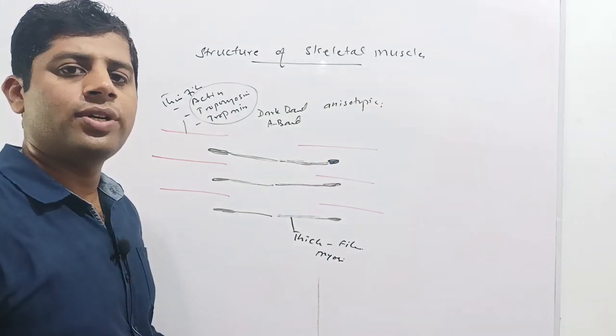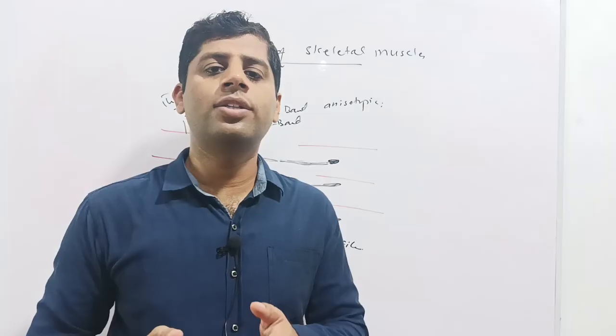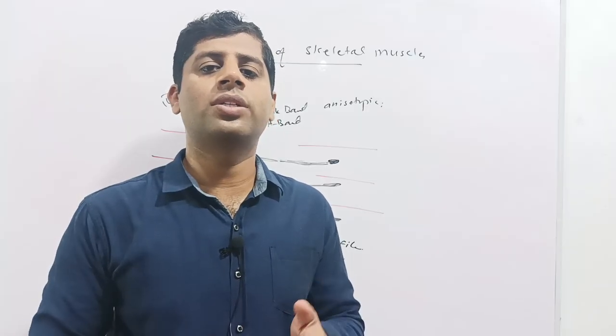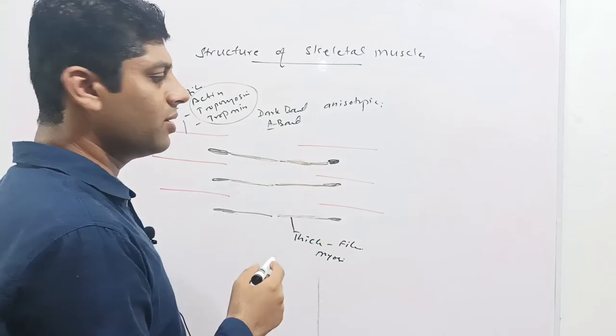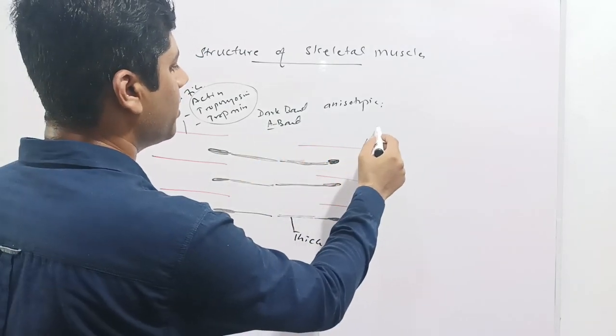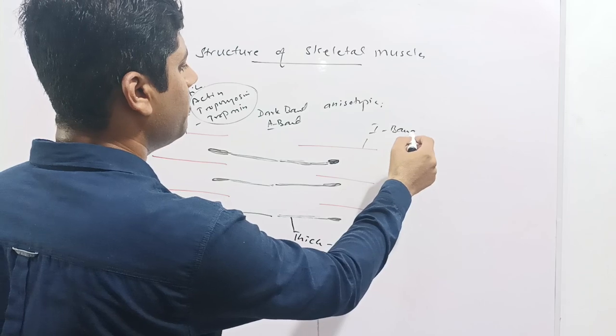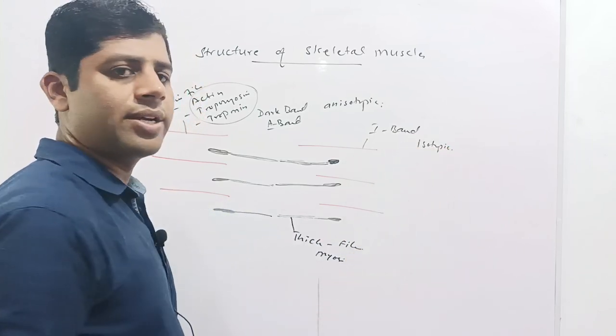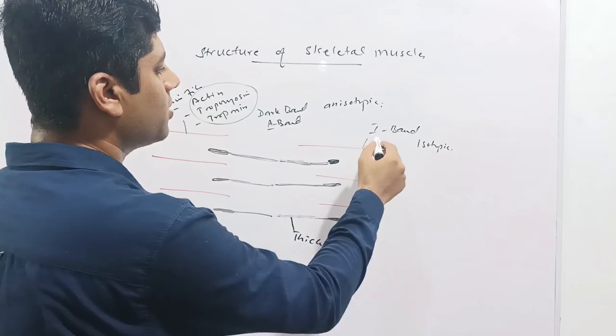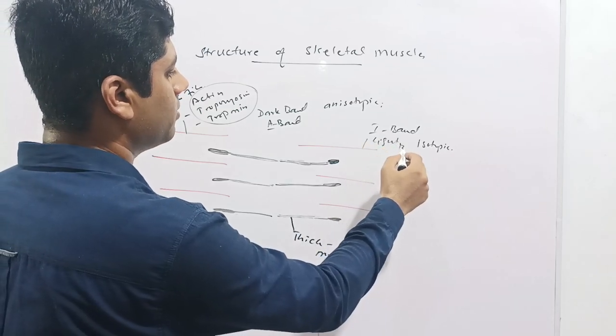Anisotropic means that it can convert the light into polarized form, and this polarized light can travel in a plane. So this is also called plane polarized light. Therefore, these are called A band, while the thin filaments are called I bands. I band means isotropic. Isotropic cannot convert the light into polarized form. These are also called light bands.